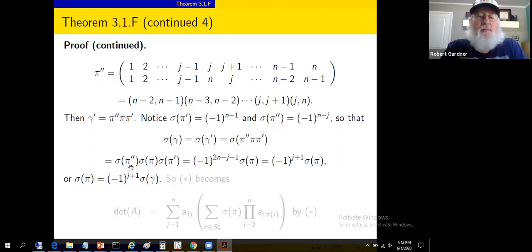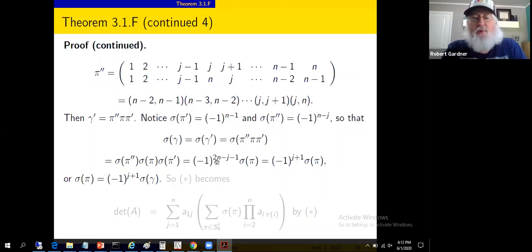The sigma of gamma double prime, we had that one here, n minus j. Sigma of gamma prime, we had that one here, -1 to the n minus 1. So I'll multiply these two together, giving us -1 to the 2n minus j minus 1. I don't really know anything about pi, so I still have the sigma of pi as an unknown.